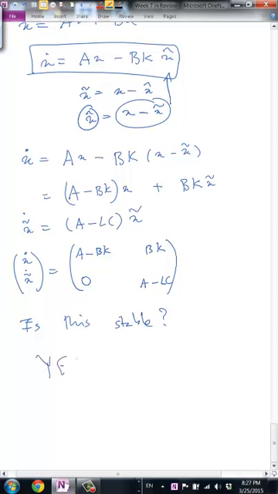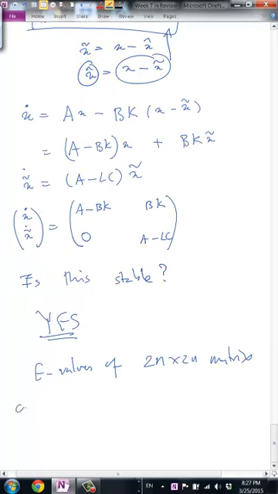And the answer, happily, is yes, because the eigenvalues of the big matrix are the union of the block diagonals, A minus BK and A minus LC. And our two ifs above basically said that the eigenvalues of A minus BK are in the open left half plane. The eigenvalues of A minus LC are in the open left half plane, therefore the whole matrix is stable.